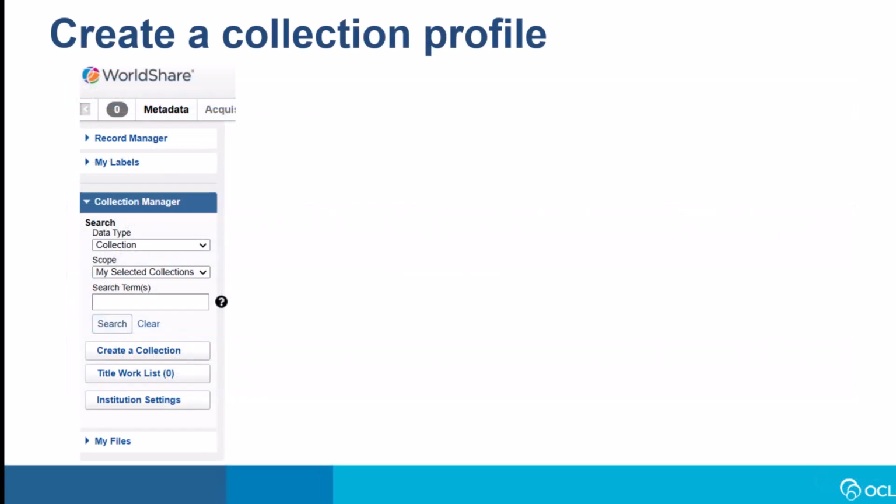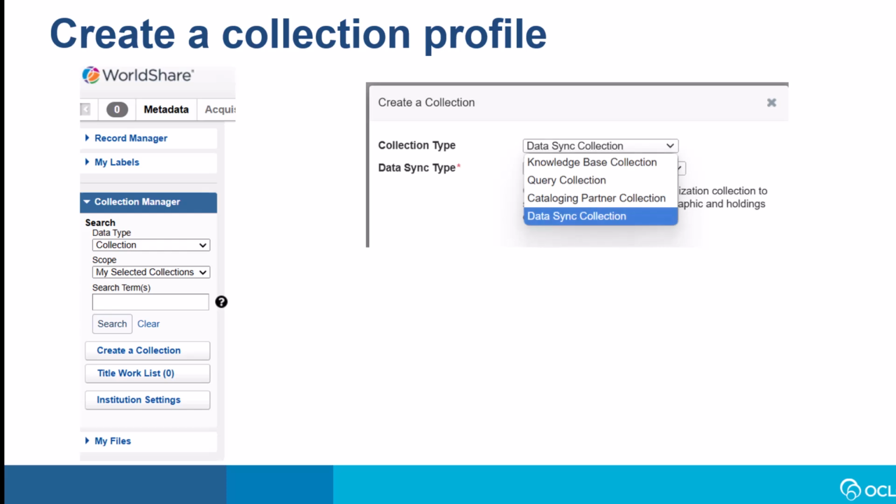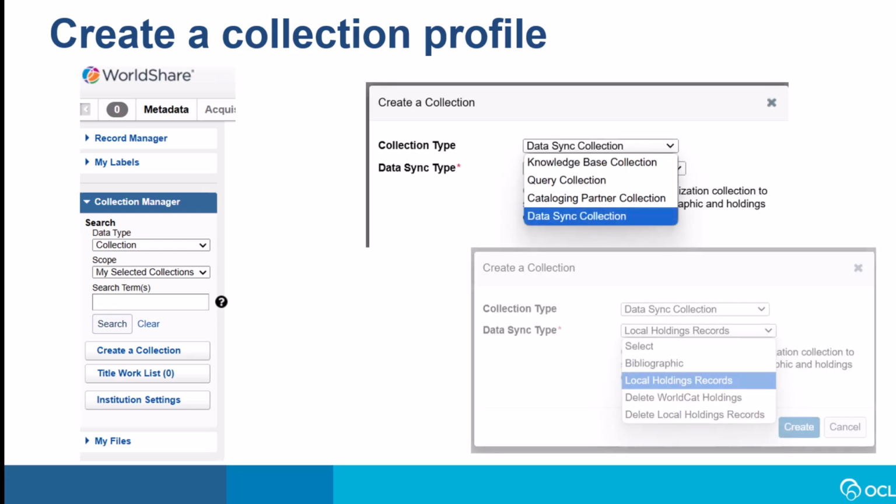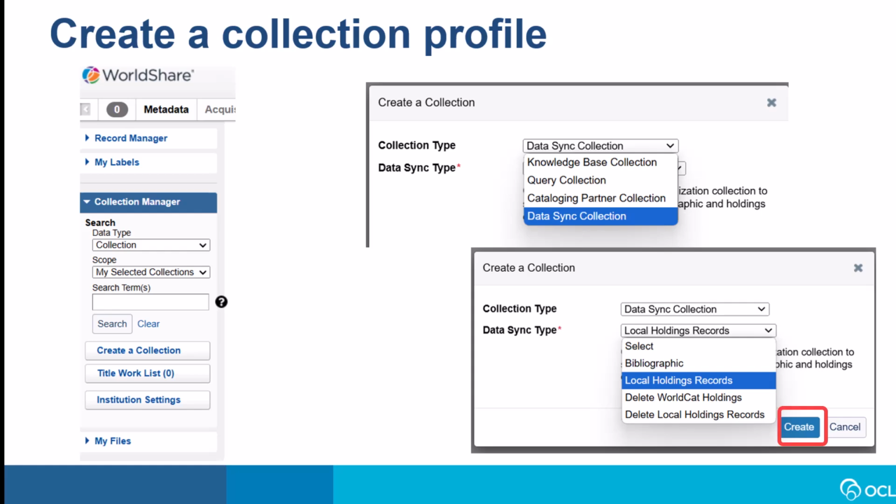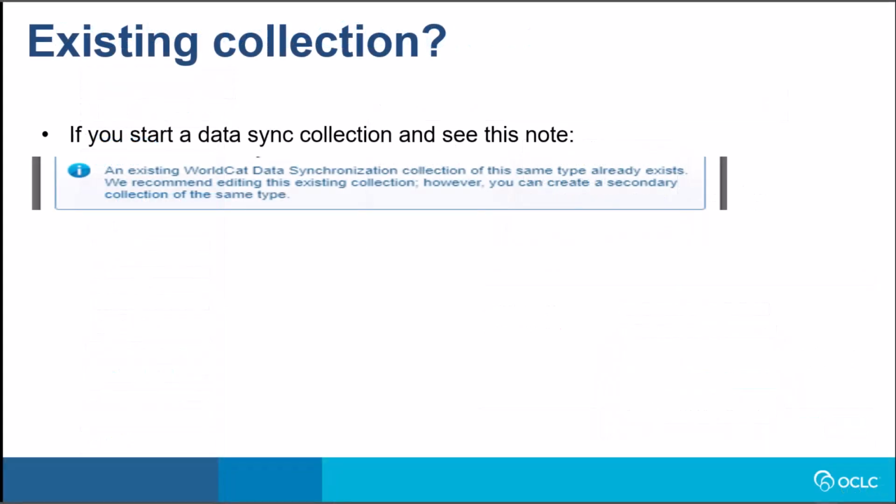Next, you will need to create a new local holdings records data sync collection. Click the Create a Collection button. Select Data Sync Collection from the Collection Type drop-down list. Select Local Holdings Records from the Data Sync Type drop-down list. Click Create. OCLC recommends only one collection per data type.